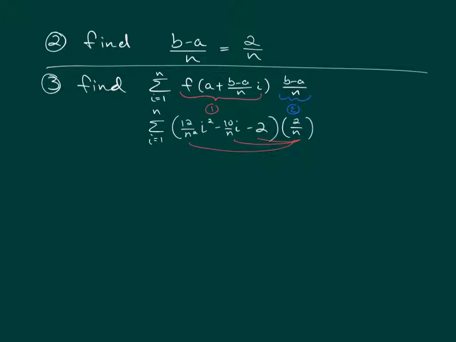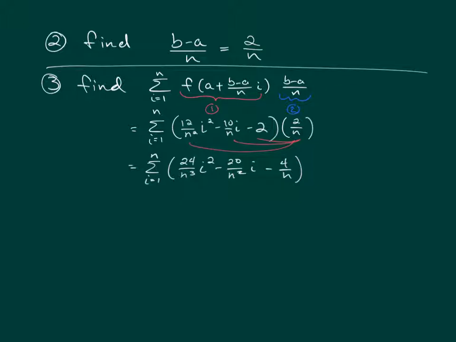And when you do that, that'll look something like the sum as i goes from 1 to n of 24 over n cubed i squared minus 20 over n squared i minus 4 over n. So now we use the sum and difference rules as well as the constant multiple rule to separate these 3 terms into 3 different sums.